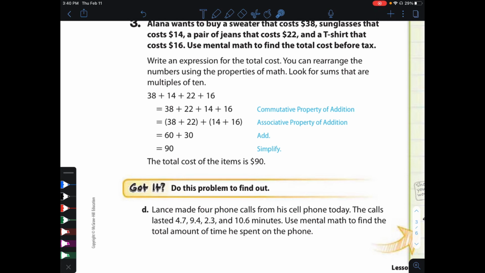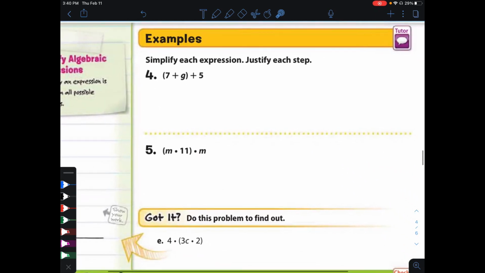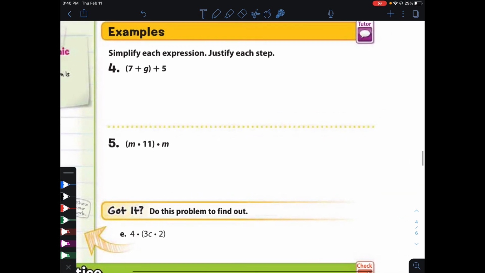Finally, two last examples. Example number 4, simplify each expression, justify each step. So we want to simplify each expression here. If you notice, we have first the quantity 7 plus g plus 5, okay? Now, first and foremost, we cannot add 7 plus g. You cannot add g to 7 because you don't know the value of g. But we know that we can add 7 and 5, okay?